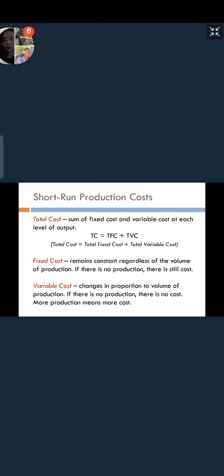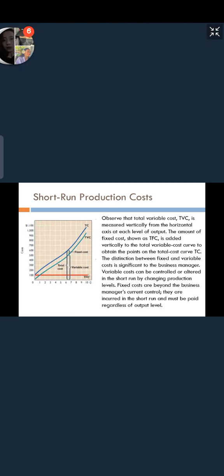So the graph for that is this one. As you can see, the fixed cost is here. For example, this is your total fixed cost. Meanwhile, your total variable cost will start at zero. But your total cost will start where your total fixed cost is.